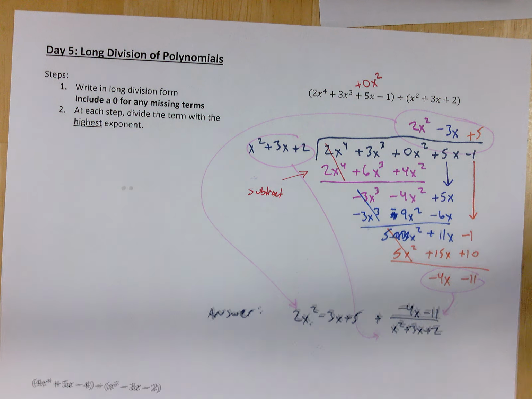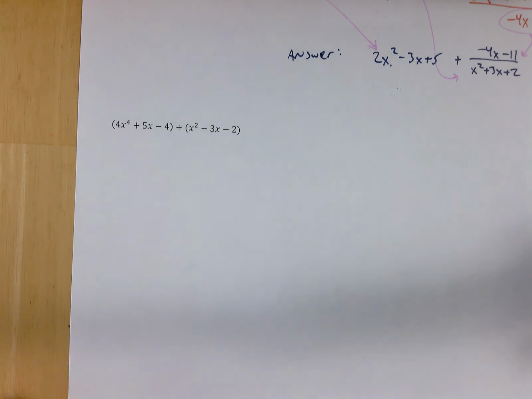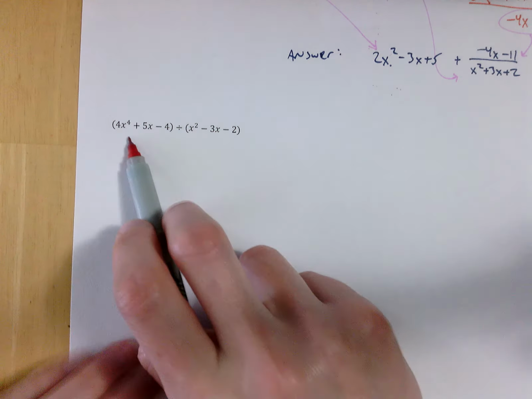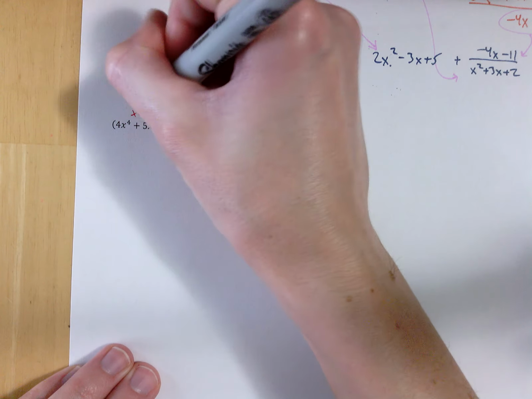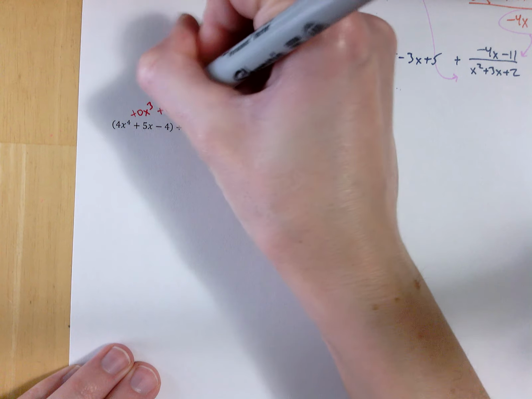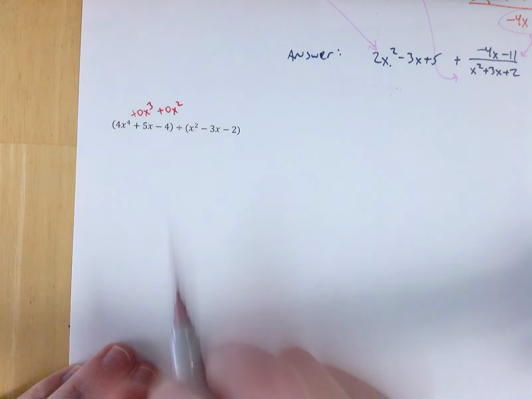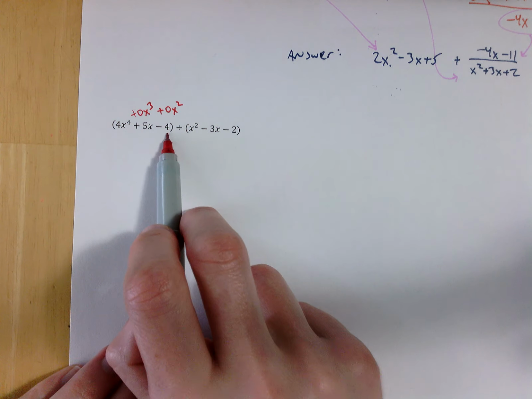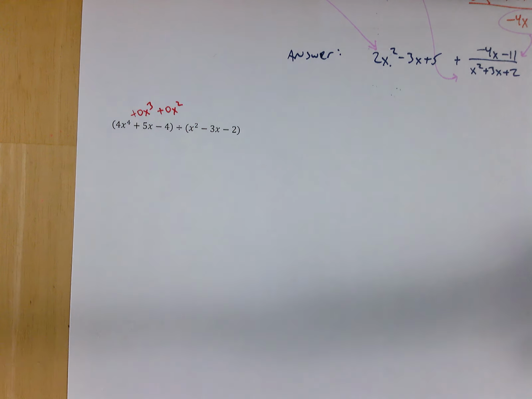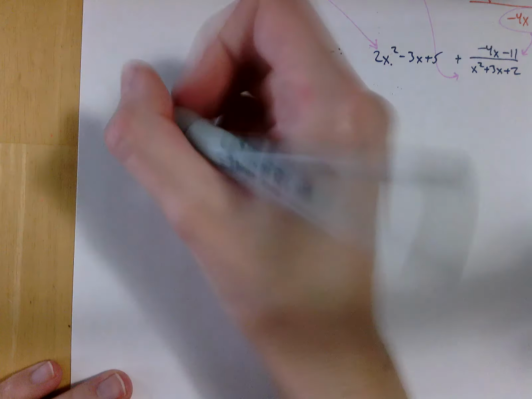All right, so let's do one more example of this. So this guy right here, I'm going to go ahead and set this up. The first thing you need to check for is any missing terms. When I look at this, I start with 4x to the fourth, and then I got a big gap, right? I need to add in a 0x cubed and a 0x squared. And then I got my 5x minus 4, and that one's all set. Okay, so remember, you got to add in those 0 terms. It's going to really screw you up if you don't.